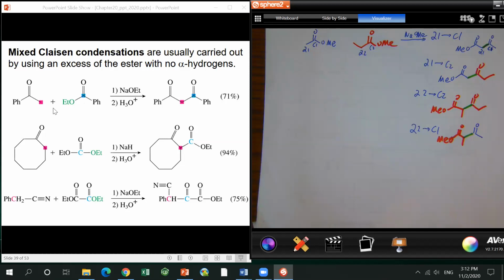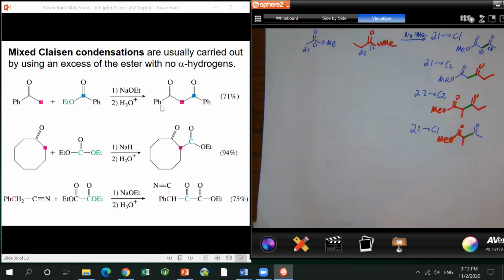And the other reagent, normally we can use a ketone or a nitrile compound. Those compounds only contribute the alpha carbon as a nucleophile. There's no leaving group. So when you carry out the mixed Claisen condensation, you should get only one major product. That's something to keep in mind.